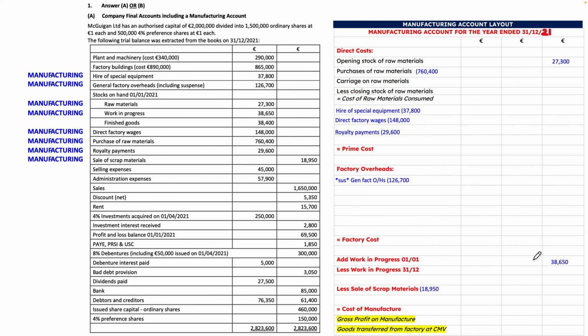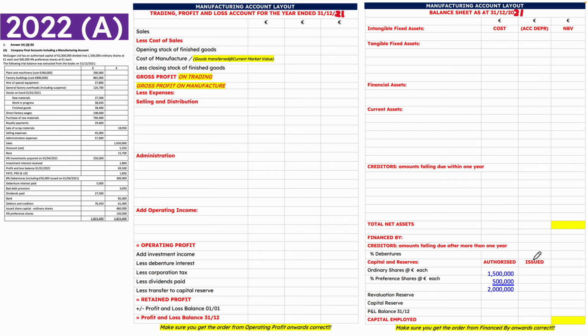So now we have to put the figures into the trading and profit and loss account. So we have the plant and machinery. First bracket, 340,000 is the cost. Second bracket is the accumulated depreciation. So that is the 340 minus the 290, which is 50 depreciation that has occurred so far. Then with the factory buildings, it is 890 minus 865, so that leaves us with 25,000 accumulated depreciation. Next thing for the TPL or balance sheet then is opening stock of finished goods, 38,400.